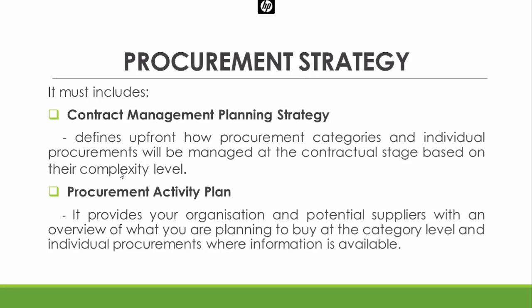Second, procurement activity plan. It provides your organization and potential suppliers with an overview of what you are planning to buy at the category level and individual procurement where information is available. This serves as an overview for the organization and potential suppliers regarding the purchase.